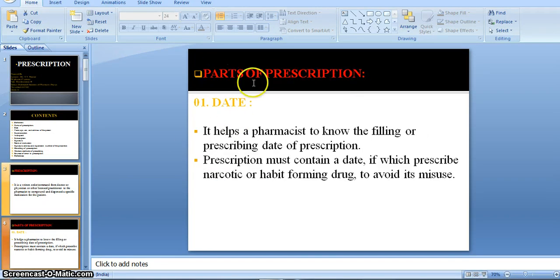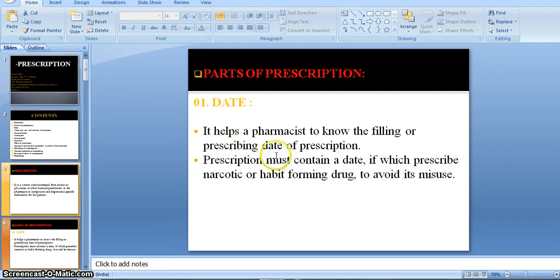This is the part of prescription, right? First is date, as I said. It helps the pharmacist to know the filling or prescribing date of the prescription. Then a prescription must contain a date, especially if it prescribes a narcotic or habit forming drug, to avoid its misuse.